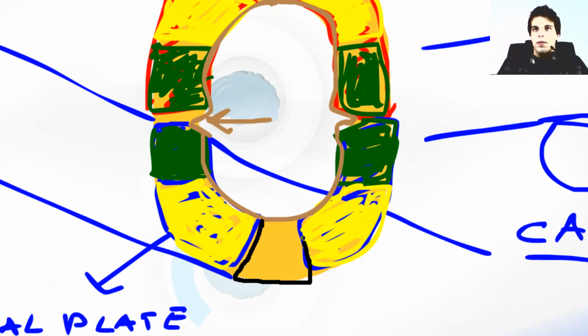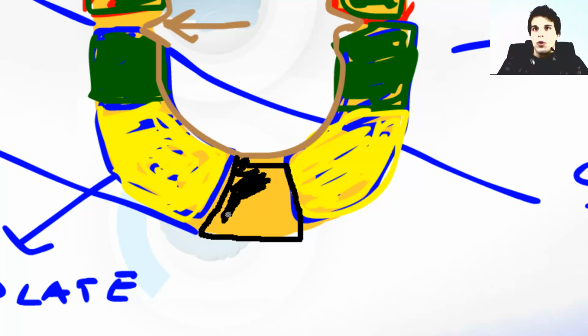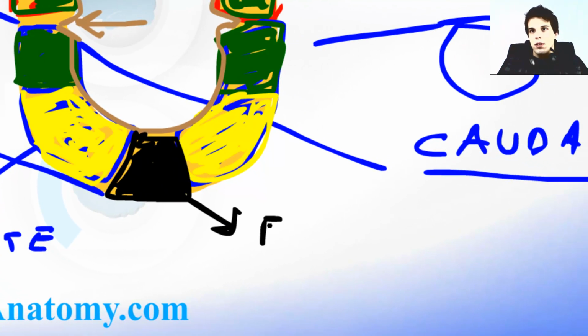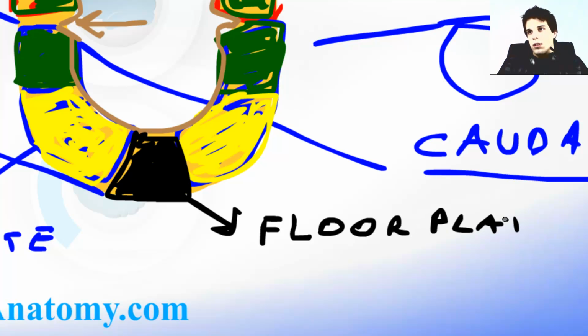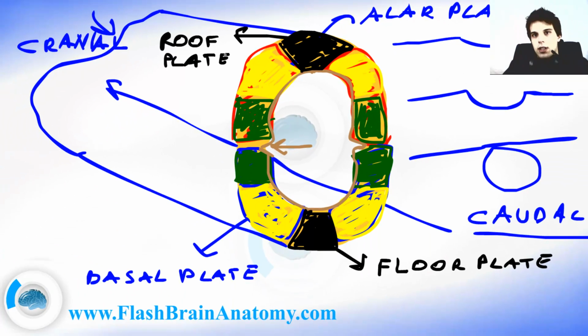This part over here, on the ventral side of the neural tube, is floor plate. It serves as a guide for positioning of the neural tube. So this is the floor plate. And this part over here, the dorsal part of the neural tube, is called the roof plate. This was a lesson about neural tube and early stages of brain development.